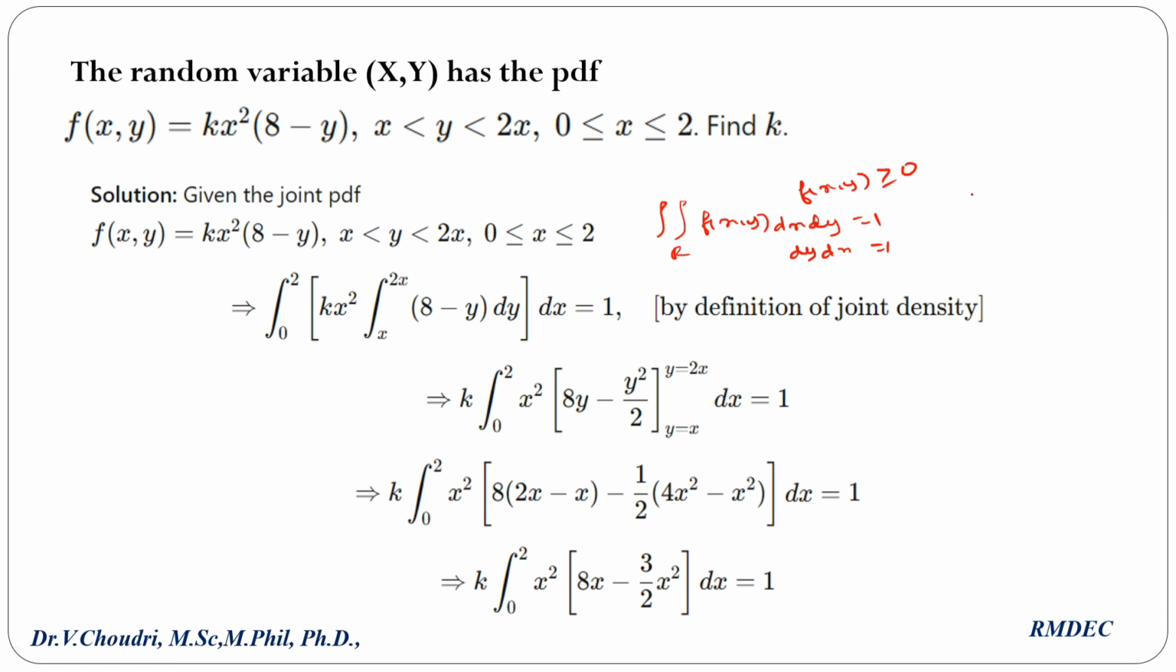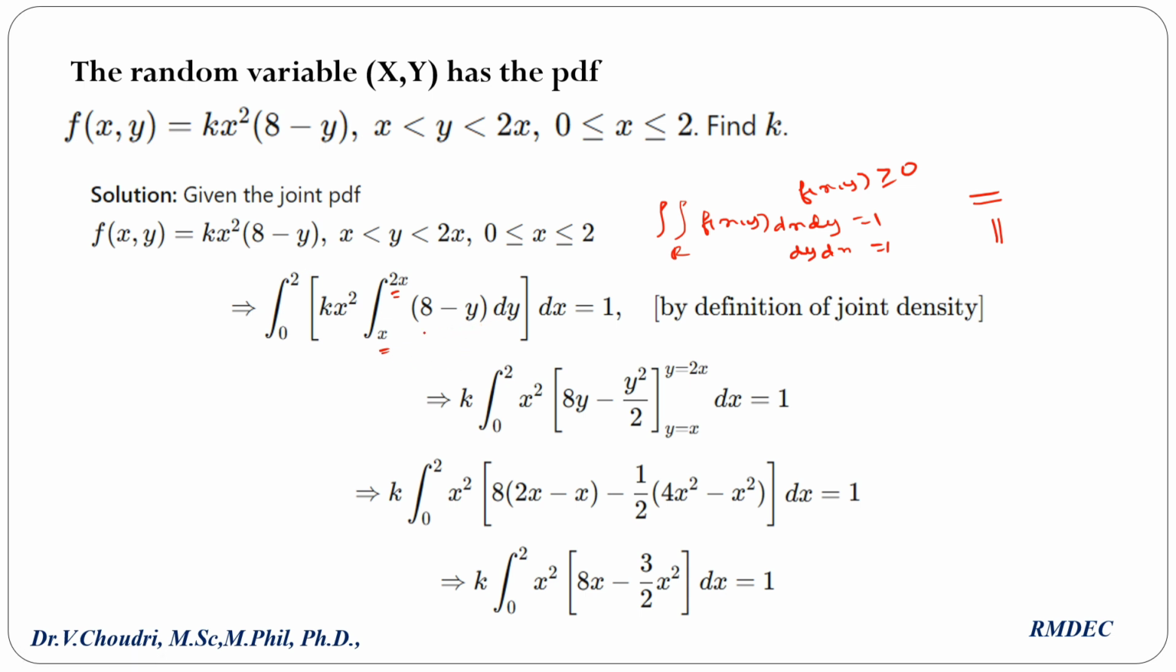dx dy means we are using horizontal strip. dy dx means we have to evaluate the region by vertical strip. Okay, right. So first integral, double integral. What is the function? k x square (8 minus y) dy dx. So y limit x to 2x, x limits 0 to 2.